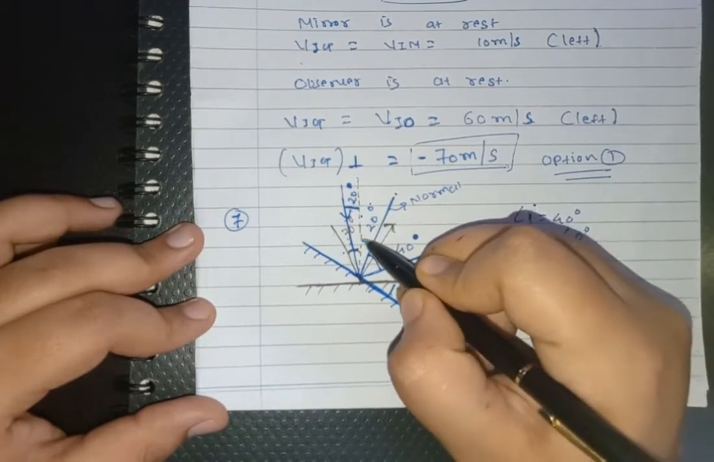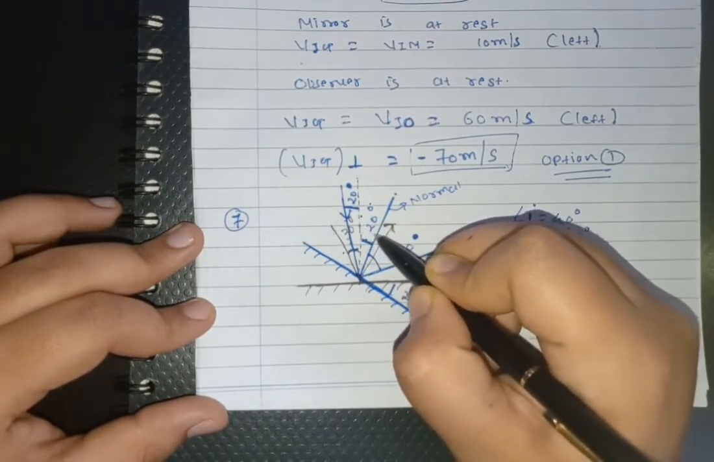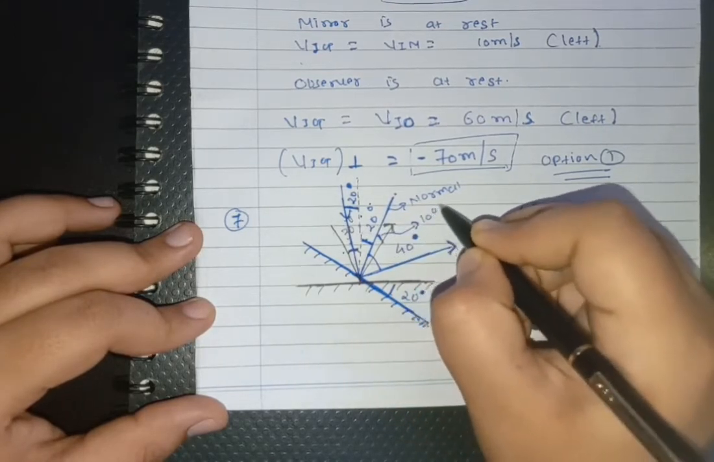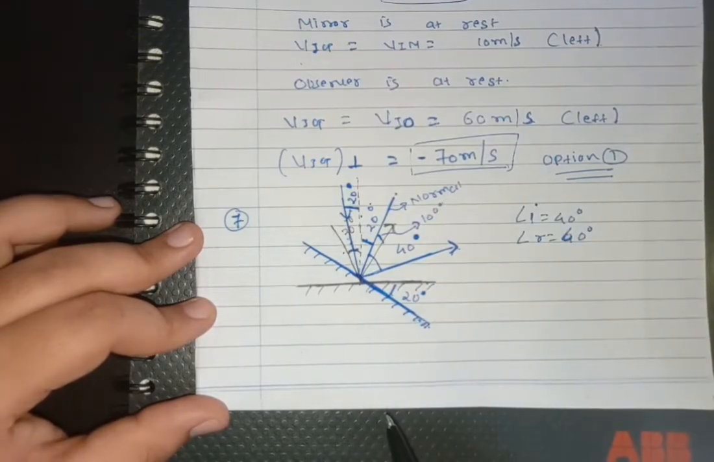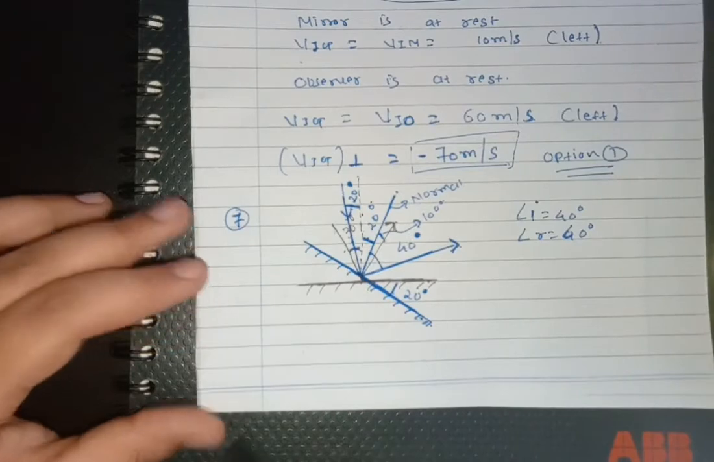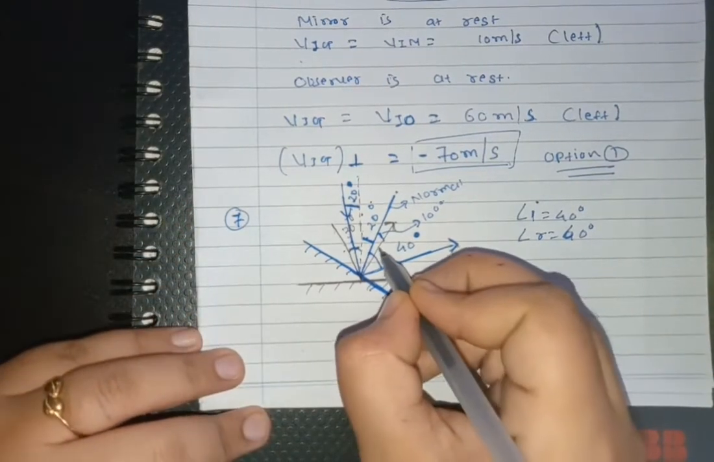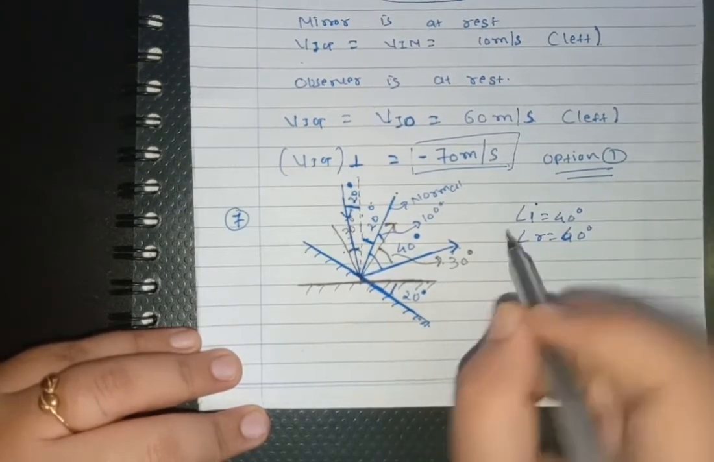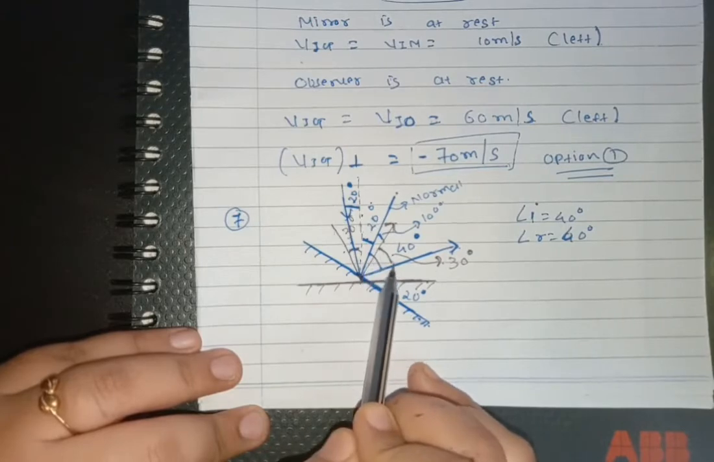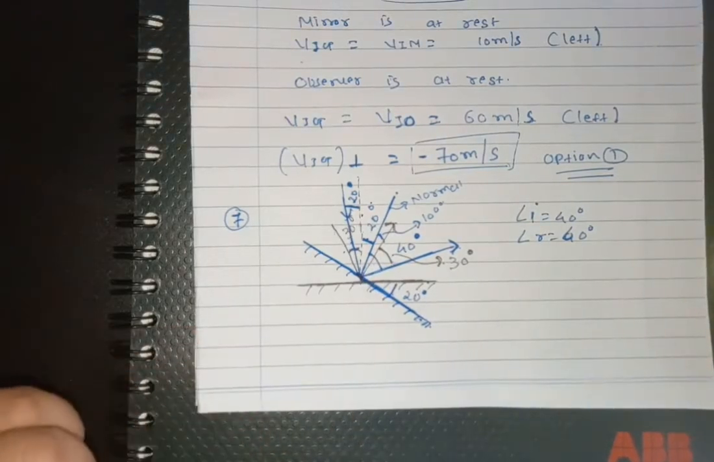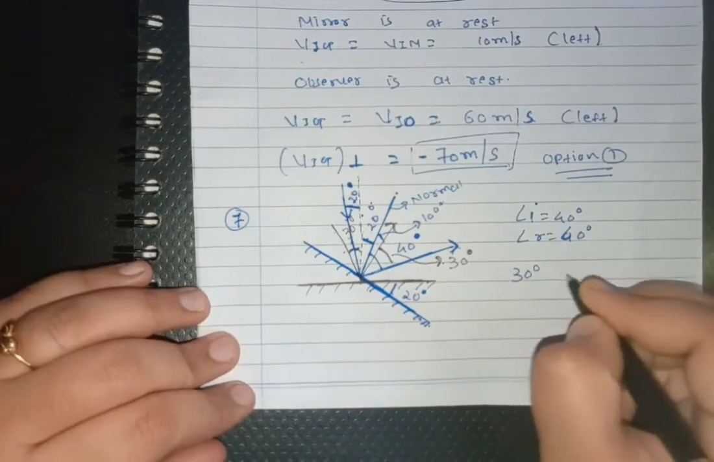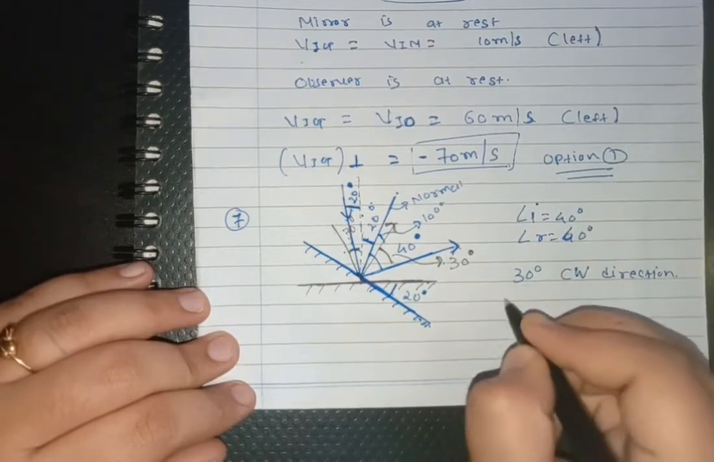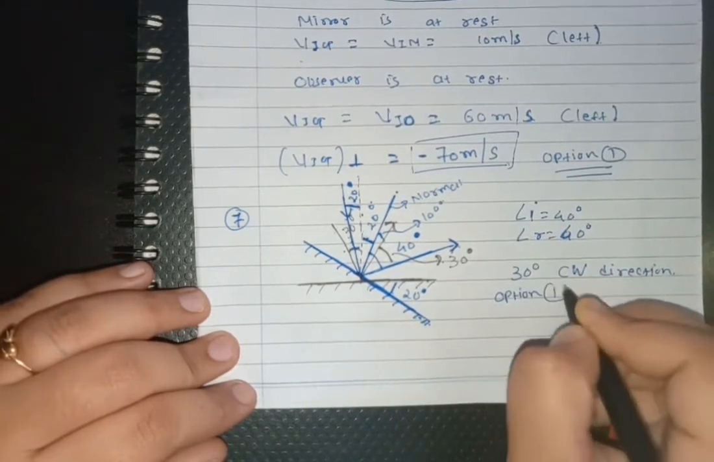Now, if this angle is 20, this total angle initially was 30 degree. So this angle will be 30 minus 20, that will be 10 degree. So the angle between the final and initial reflected ray will be this much, and that is 40 minus 10, that is equal to 30 degree. So the reflected ray is rotated by 30 degree in clockwise direction. So option 1 is correct option.